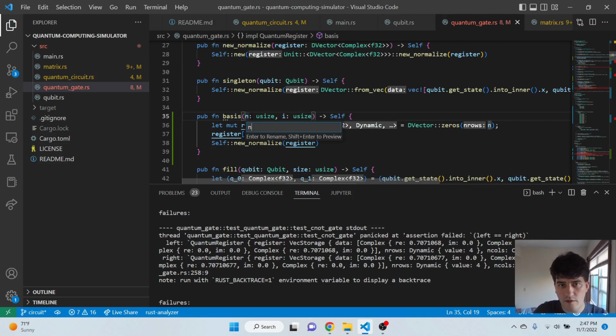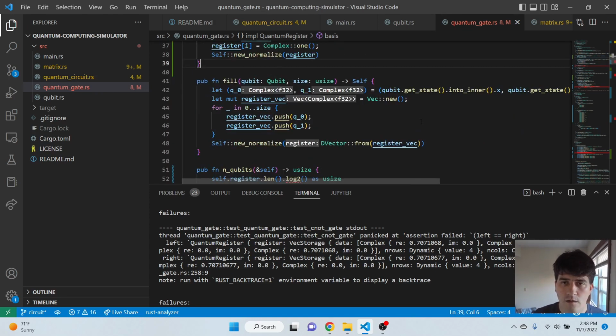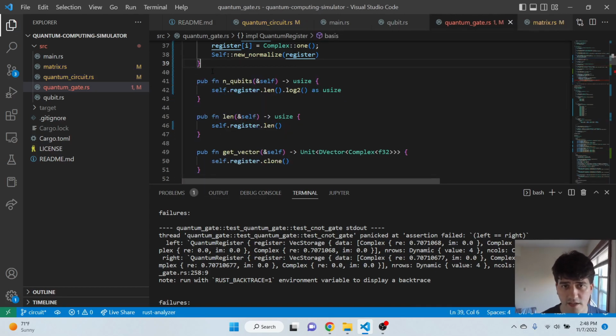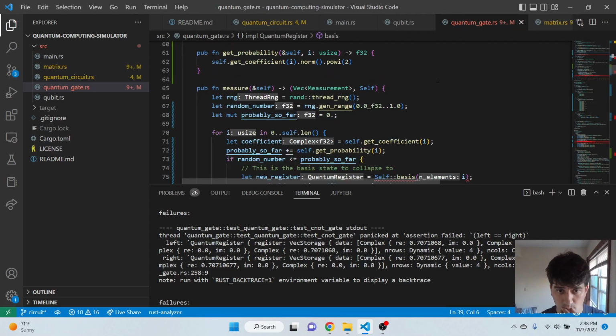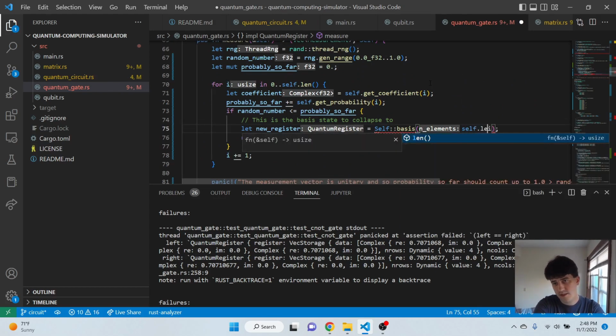So let's call this n rows, n elements. And then for fill, what to say about that? I think I'm just going to get rid of this function. I don't think it actually has that much semantic meaning. Basis and elements is going to be self.length.